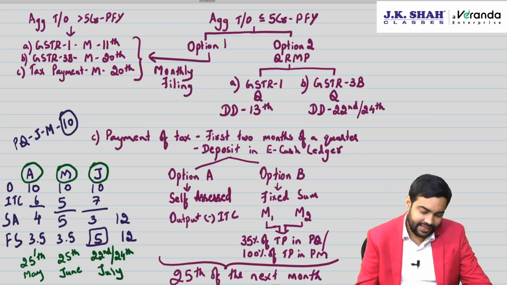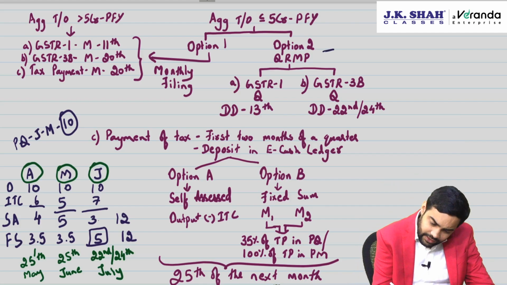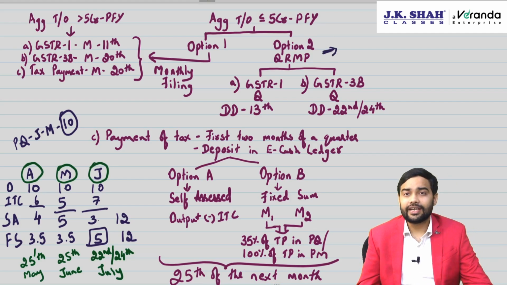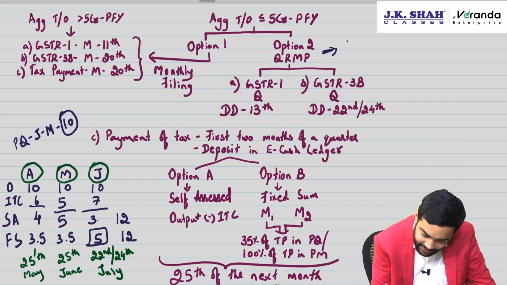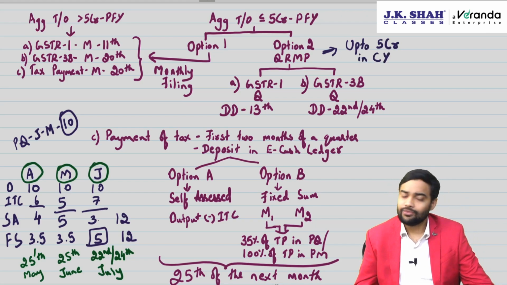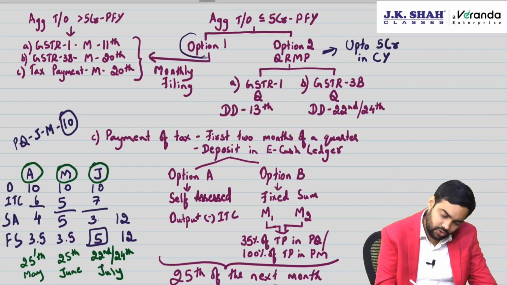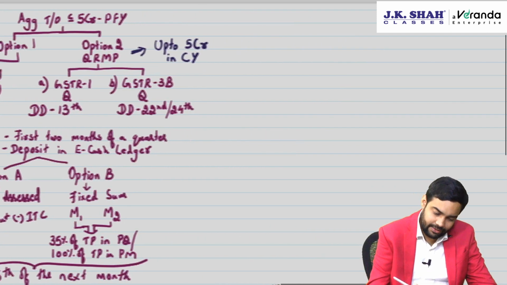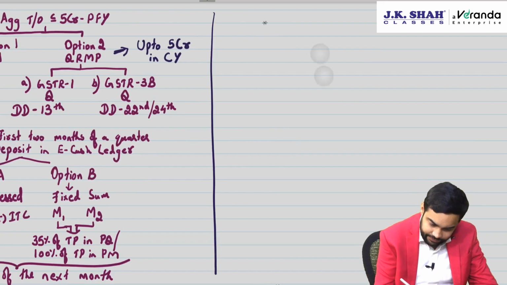Okay. Then, this QRMP, I can take it based on preceding financial year turnover. But up to what in the current year? In the current year, I can take it up to 5 crore. Now the quarter in which 5 crore is touched, from the next quarter onwards, I should go for monthly filing. Now there are some important points. First point.